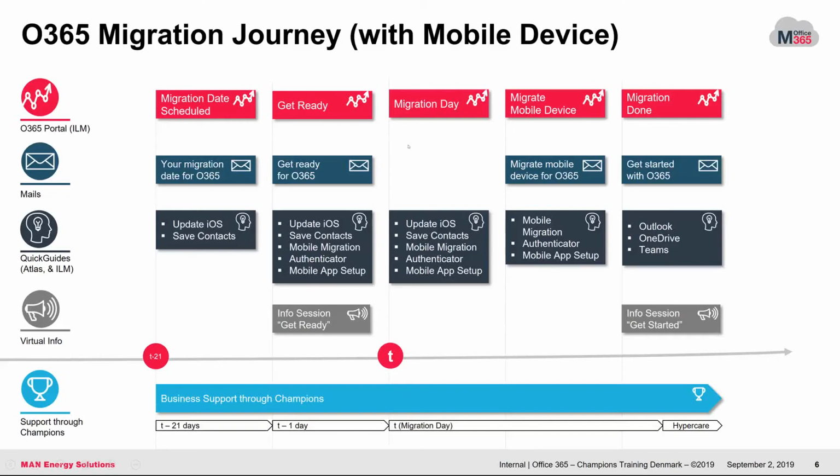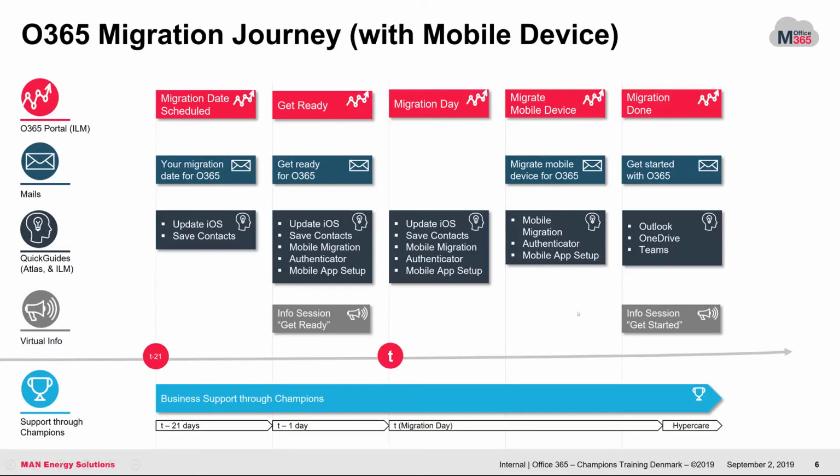But sometimes it takes a little time from the morning until you're actually ready to do your migrations, like migrating your mobile device. So you have to wait a little bit longer until you receive another email which says migrate mobile device. And then you will be led to the portal again and receive everything that you need. Finally, once you've finished your mobile migration, your migration is done and you can actually get started with the new tools. So this is kind of like what will happen in these 21 days.